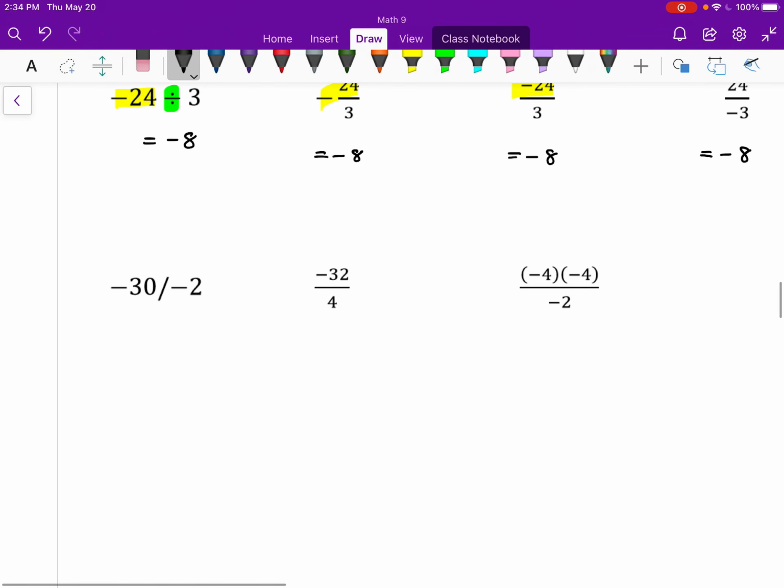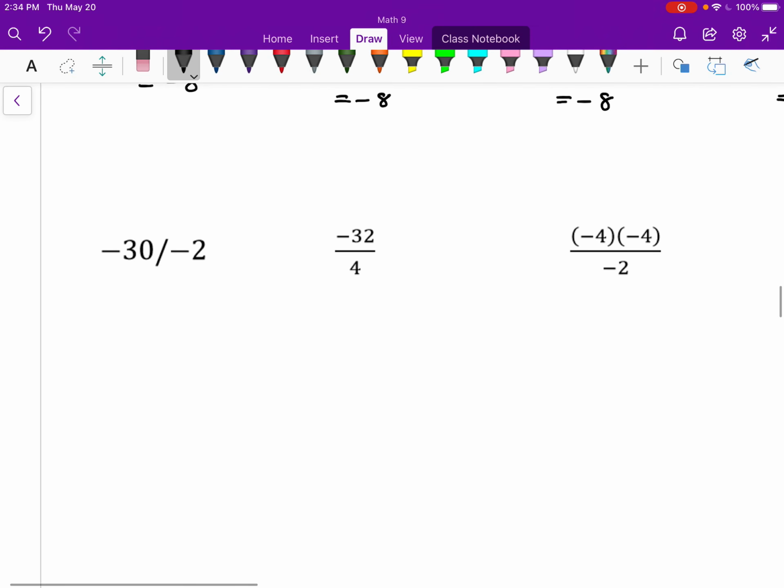And so to finish off, these all involve division. So negative 30 over negative 2, which is the same as negative 30 divided by negative 2. Well, 30 divided by 2 is 15. And a negative divided by a negative is a positive. Answer is just 15. Negative 32 over 4, equivalent to negative 32 divided by 4. Well, 32 divided by 4 is 8. A negative divided by a positive is a negative.